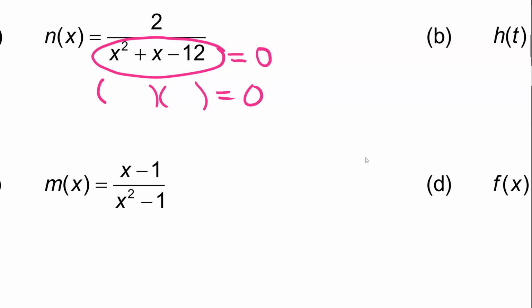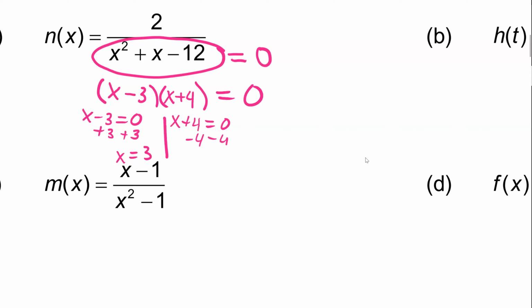So what adds to 1 but multiplies to negative 12? Negative 3 and positive 4, right? Because 4 plus negative 3 is 1. Okay, and then to actually solve for what x would be, you take each factor and set it equal to 0. So x minus 3 equals 0, add 3 on both sides, and you see x equals 3. Take x plus 4, set it to 0, and you see x equals negative 4. Those are the 2 solutions to the quadratic on the bottom.